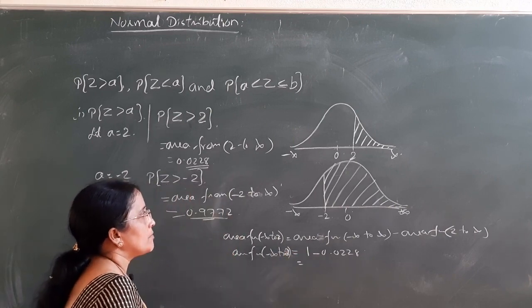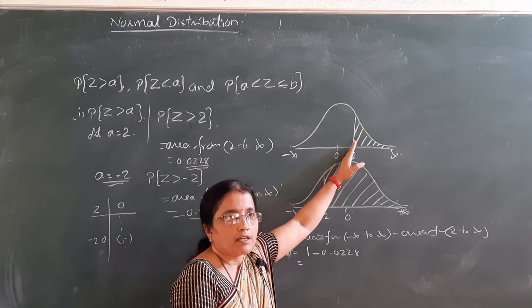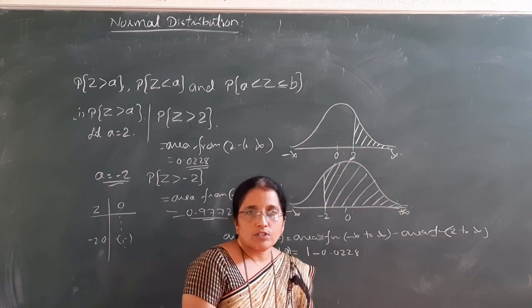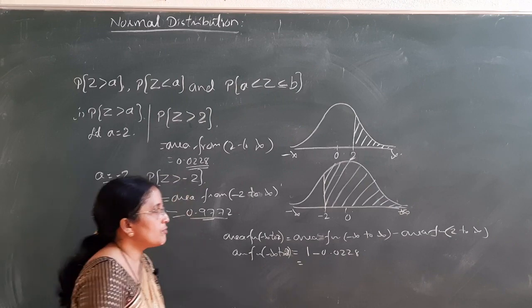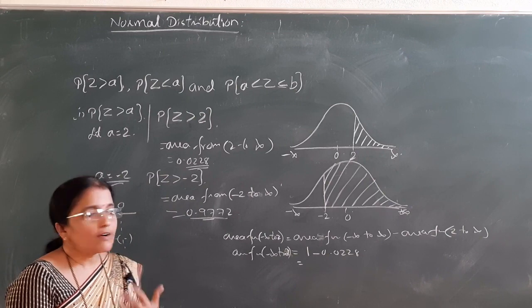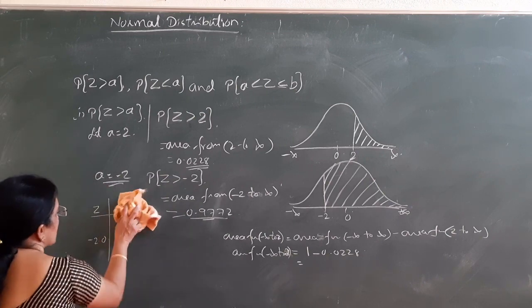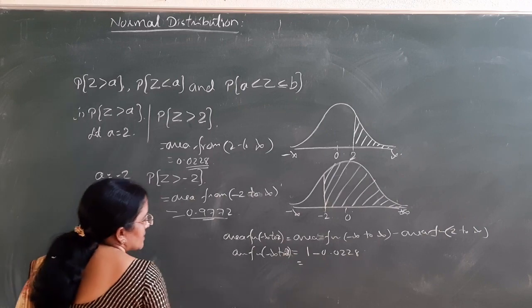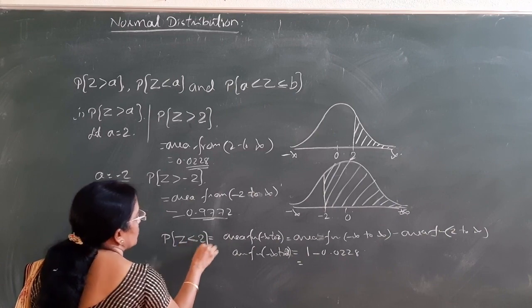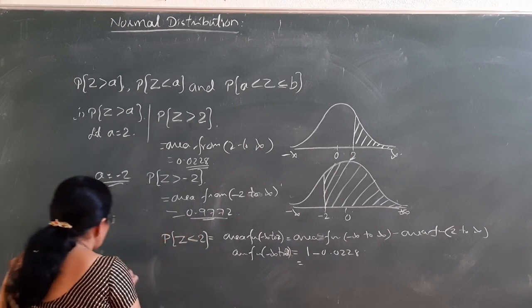Remember, the area to the left of a particular value of z is always equal to 1 minus the area from that value to infinity, right? This is how to find the area to the left of a specific value of z. That is, if we want to find this, what is this? This is actually the probability of z is less than 2. Is it clear? The curve here we can draw like this.